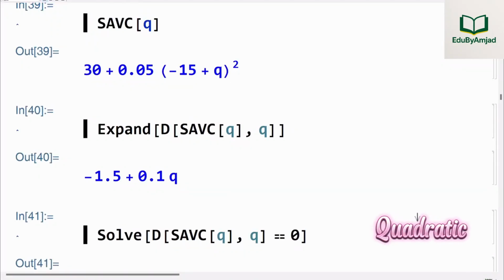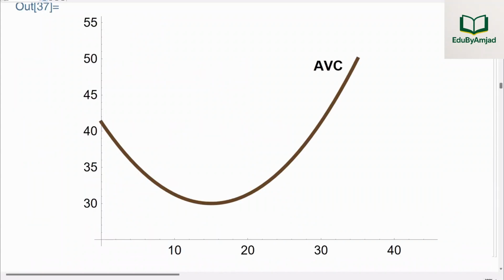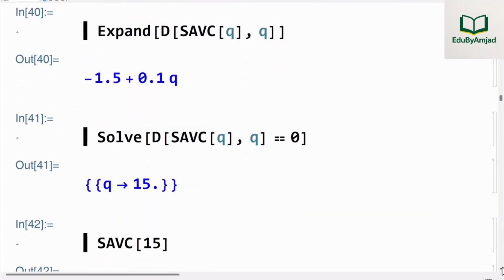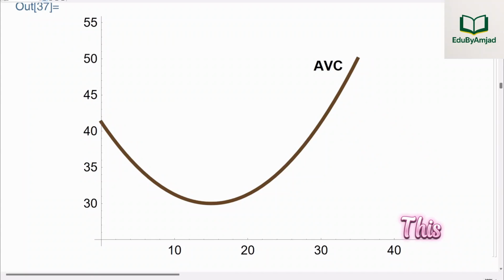Now, look at this quadratic form of average variable cost. We'll use this function for our numerical example and to draw the graph in Mathematica. This curve shows average variable cost on the vertical axis and output on the horizontal axis. The slope of this curve is given by the derivative of the AVC function. Mathematica calculates this derivative as minus 1.5 plus 0.1 times Q. Notice that the slope changes at every output level. This means the AVC curve is not linear, it bends.